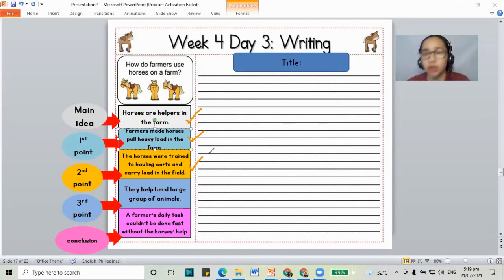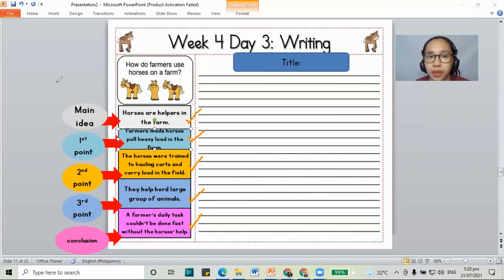When you say hauling, they carry the carts, they are attached to the carts and they run the cart for the farmer. They also help herd large group of animals. And for the conclusion, a farmer's daily task couldn't be done fast without the horse's help. So maybe they have lots of things to do in the farm. They carry load, they have to transport or move things into places. The horses are the ones who help carry it for the farmer.